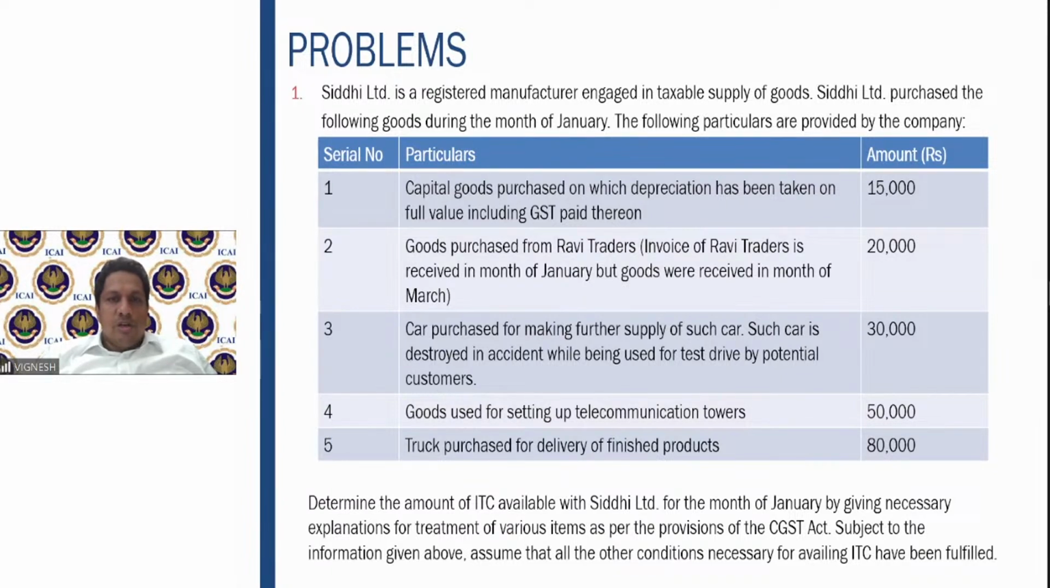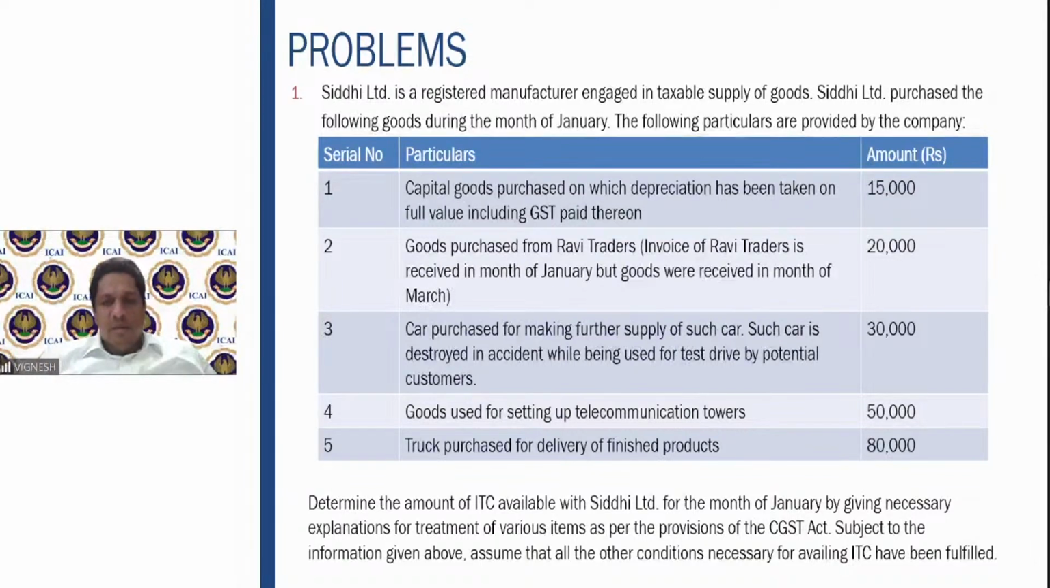Capital goods purchased on which depreciation has been taken on full value, including GST, 15,000. Goods purchased from Ravi Traders, invoice is received in the month of Jan, but goods were received in the month of March, 20,000. Car purchased for making further supply of car. Such car is destroyed in the accident while used by test drive by potential customers, 30,000. Goods used for setting up telecommunication towers, 50,000. Truck purchased for delivery of finished products.